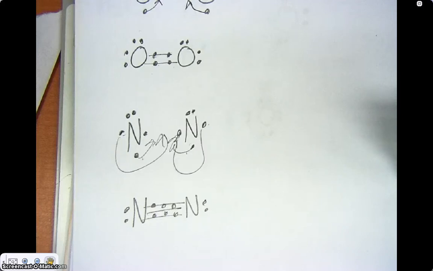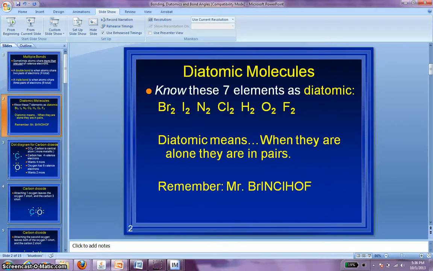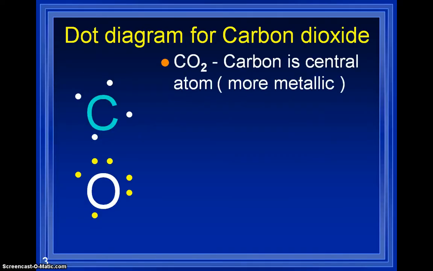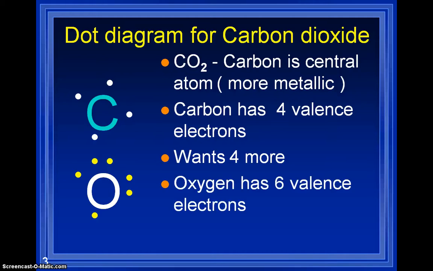Let's look at one example of a multiple bond in a compound or a molecule other than one that has the same element. The example I'm going to use is carbon dioxide. In carbon dioxide, carbon is the central atom, in the center, and carbon has 4 valence electrons. So it needs 4 more in order to have a full shell of 8. Oxygen has 6 valence electrons, so it needs 2 more. You can see them here.